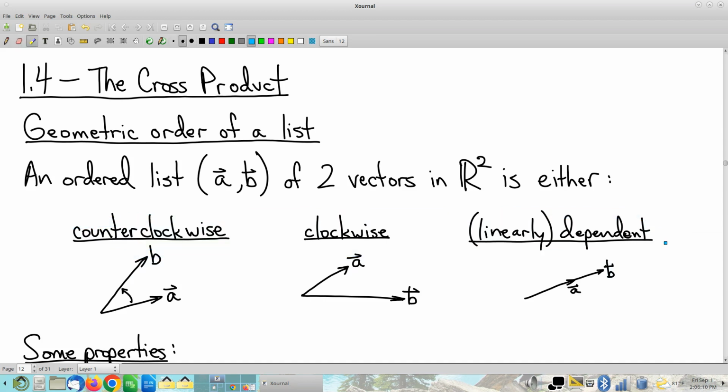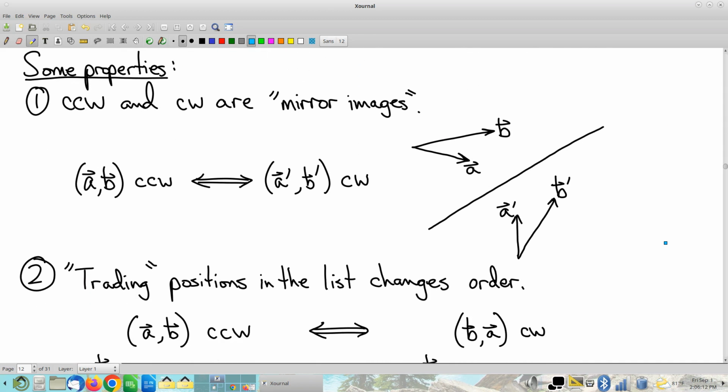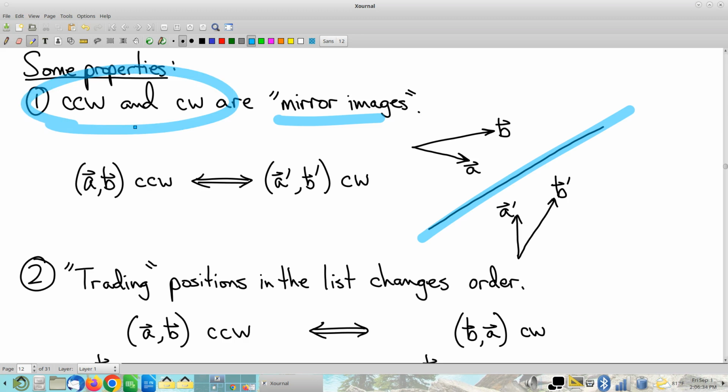All right, now, is this natural or is this arbitrary? It's actually pretty natural. Not hard to persuade yourself. These two things are mirror images of each other, right? If you have a list, as you'll see here, A, B, counterclockwise, if you take the mirror images over here, clockwise, right? So these are mirror images of each other, or said differently, if you reflect both of the vectors in your list, the resulting list changes its order. Okay. All right.